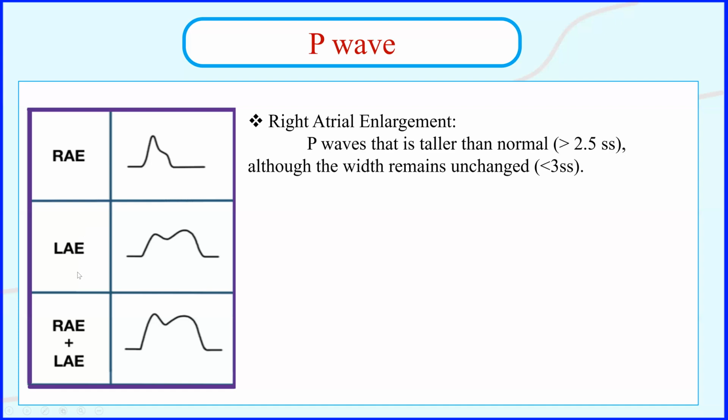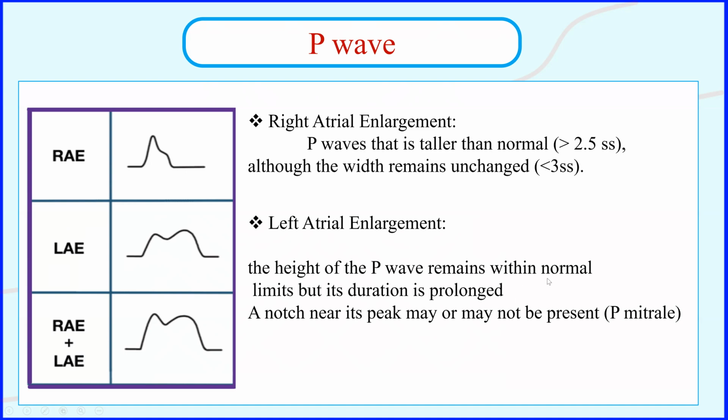Now, if the left atrium is enlarged, remember that the left atrium does not generate electricity normally. So it depends: if it's enlarged, meaning that the muscle is increased, the electricity that is coming from the right atrium needs more time to reach all the muscle of the left atrium, meaning that the duration of the P wave will be increased. So the amplitude will be normal, but the duration will be prolonged. Okay. And this is called P mitrale.